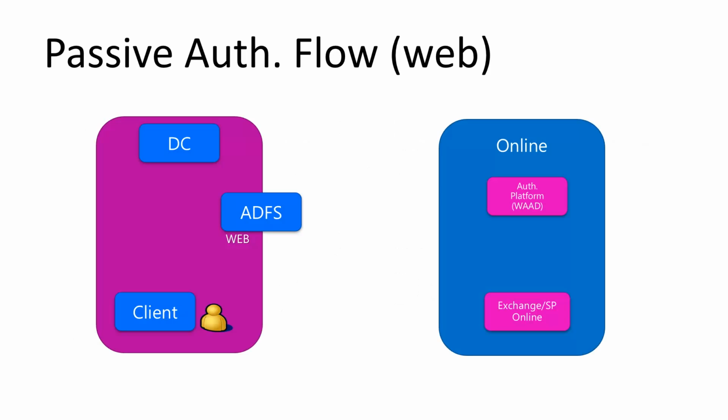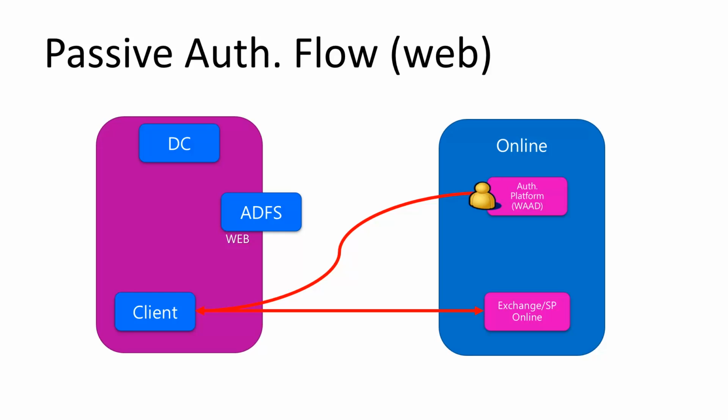So starting with the passive authentication flow, let's simulate a client trying to log in to his Outlook Web App. On the left side, we've got an on-premises environment with ADFS, and on the right side, we've got our online services in Office 365. The first thing that happens is that the client tries connecting to Exchange Online, and it will be asked for credentials. It will then send the credentials off to the authentication platform in Office 365.